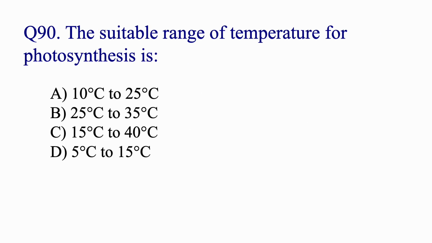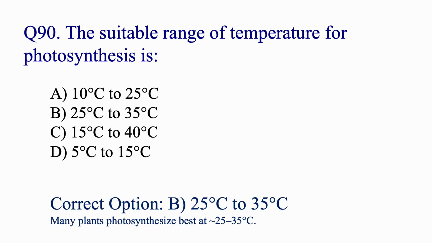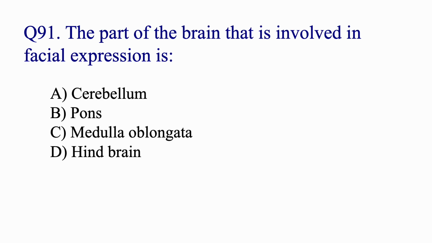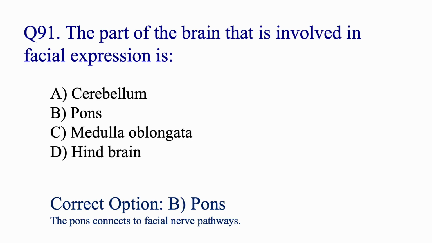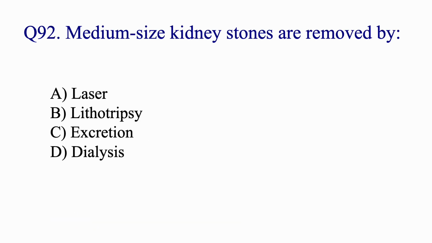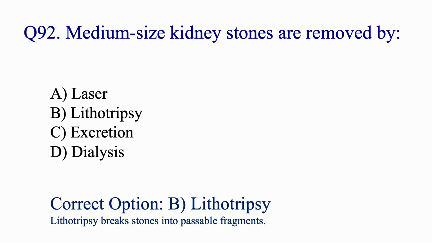The suitable range of temperature for photosynthesis is from 25 degrees Celsius to 35 degrees Celsius. The part of brain that is involved in facial expression is pons. The medium-sized kidney stones are removed by lithotripsy.